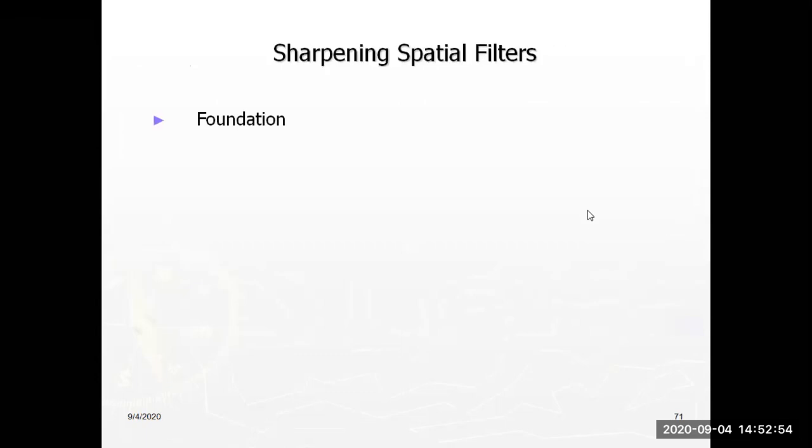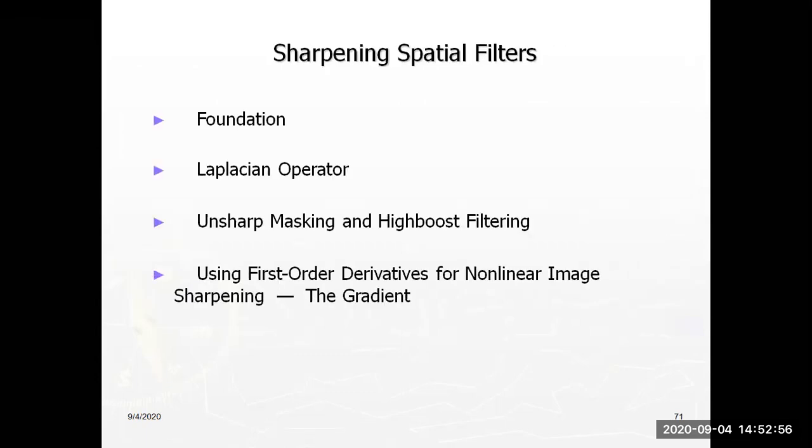Okay. Next one is sharpening. In sharpening, we are using filters: the Laplacian operation, the unsharp masking operation, and the third one is the gradient. So the Laplacian operator, unsharp masking, and gradient. These three topics we have to discuss in this sharpening of spatial filters.